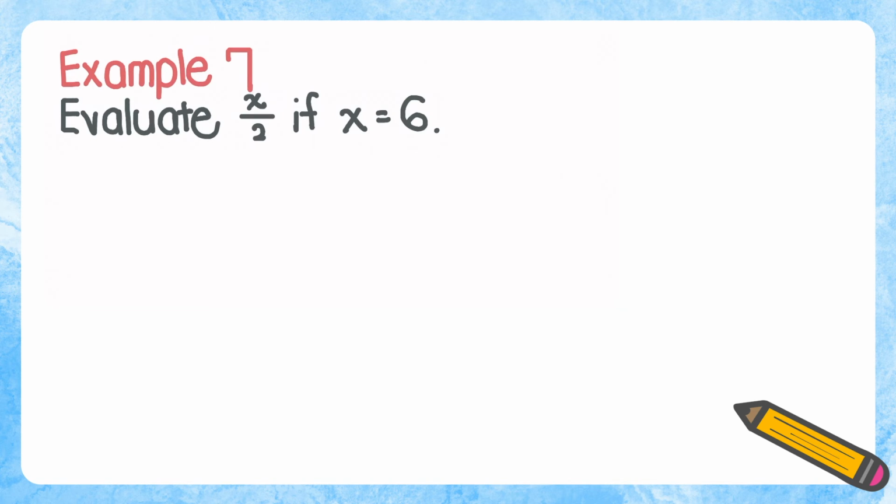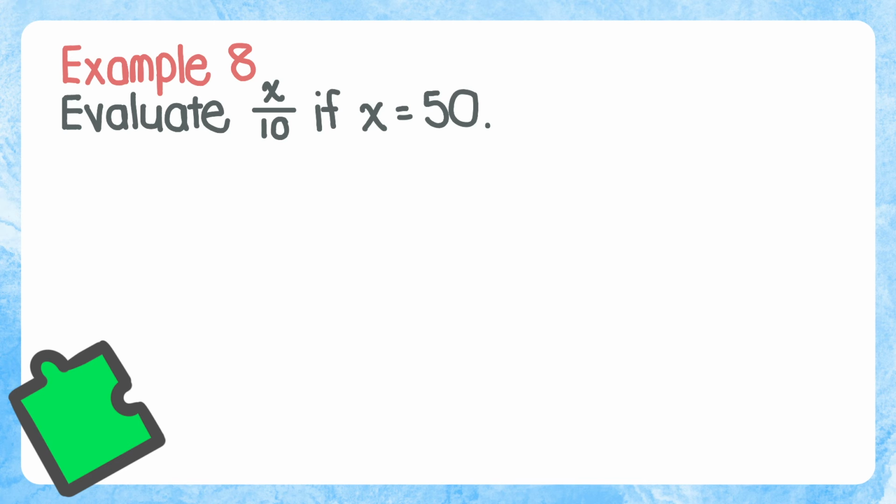Next, what is x over 2 if x equals 6? So x over 2 is the same thing as x divided by 2. And notice here our x equals 6. So I'm replacing the x with a 6. And 6 divided by 2 is 3. So our answer here is 3. On Edpuzzle, please evaluate x over 10 if x equals 50.